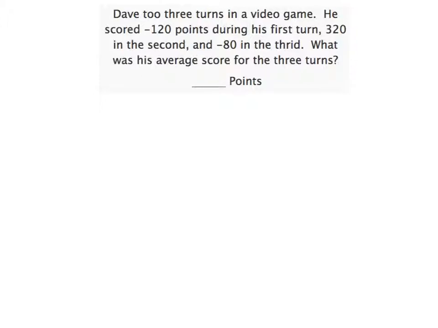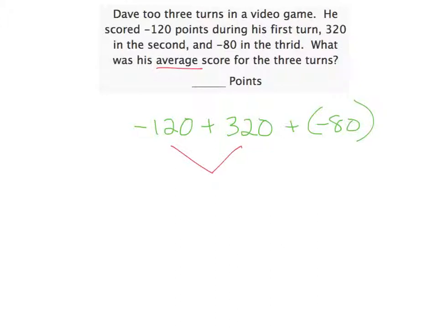So what we have to do is the key word here is the average. So we need to first go ahead and add up all of our points. So this would be negative 120 plus 320 plus a negative 80. So we know that if we do negative 120 plus 320, since they're different signs, that is finding the difference or subtracting them. So we'll subtract those and we'll get 200.